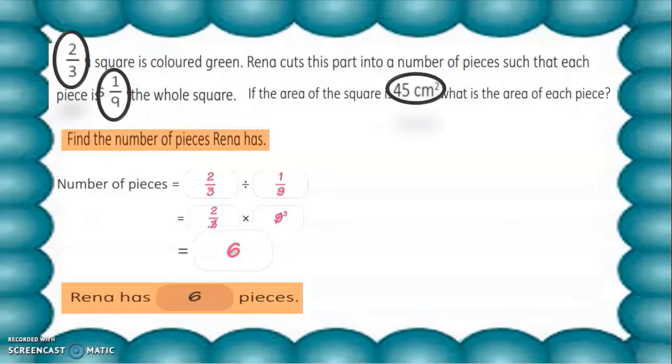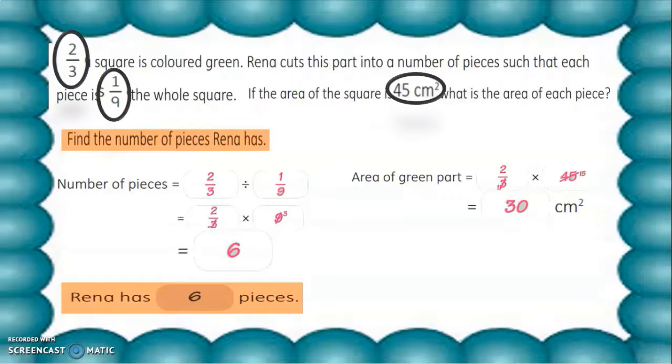Rena has 6 pieces. Area of the green part is two-third of the area of the square. So two-third of 45 means two-third times 45. We already simplified 3 and 45 by dividing by 3. So if we're going to multiply, we have 30 square centimeters.